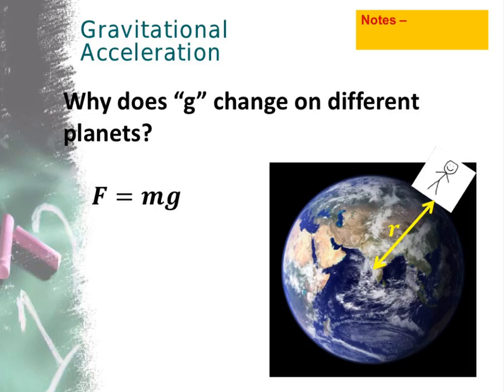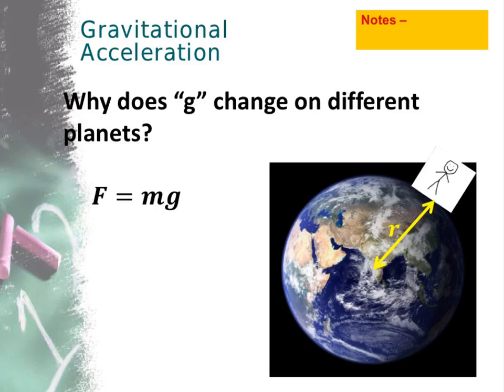Well, here's an equation we know and love. We know that the force due to gravity when we're on the surface of the Earth is equal to m times g, and this little g changes from one planet to the next. Like on the moon, it's like 1.6, and on other planets, it can be greater or smaller. Why in the world, however, does little g change?